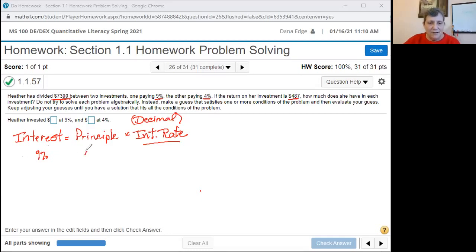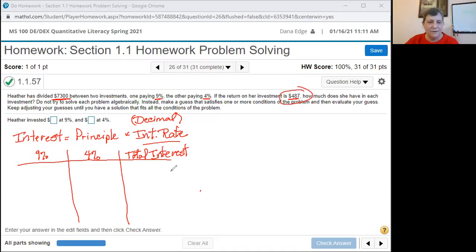If we set this up so that we had the amount in each account written down here, so I'll call this one the 9% account and this one the 4% account, and then we'll figure out what the total interest would be. We want it to come out to $487. So let's just look at it this way.